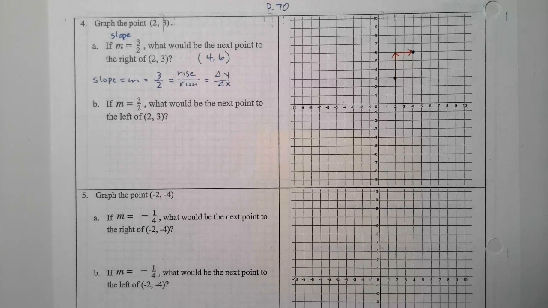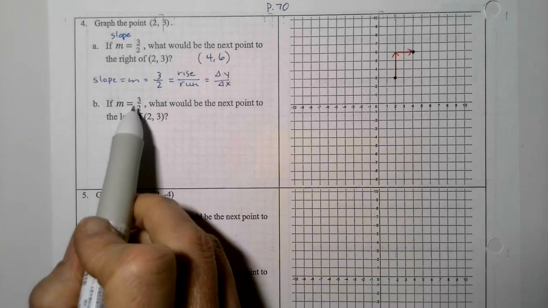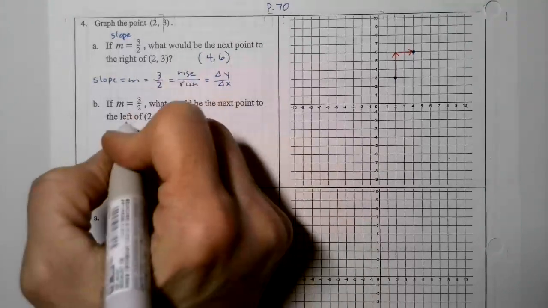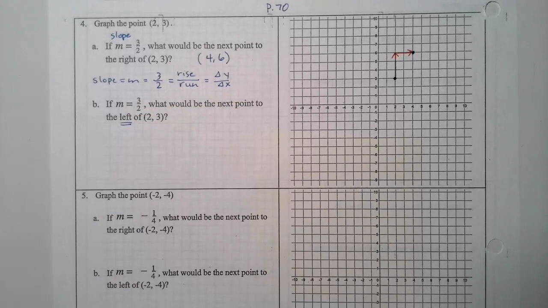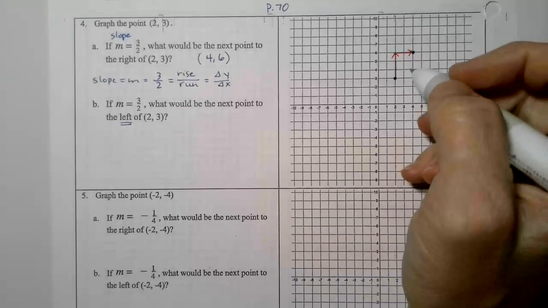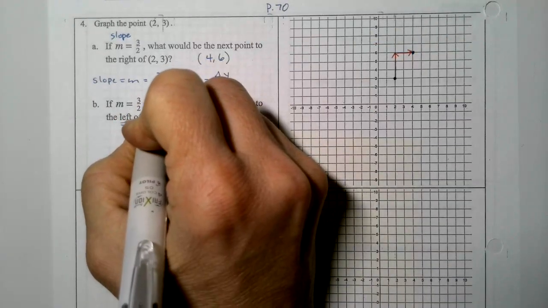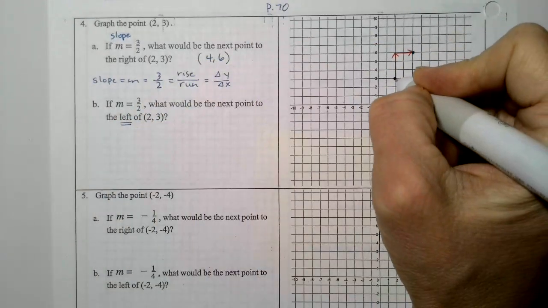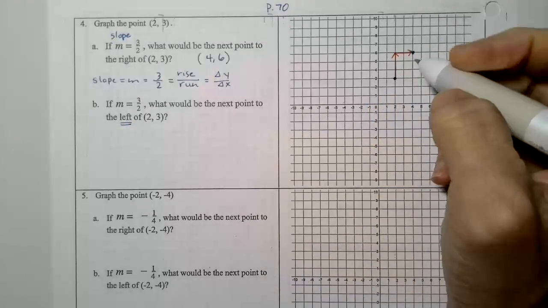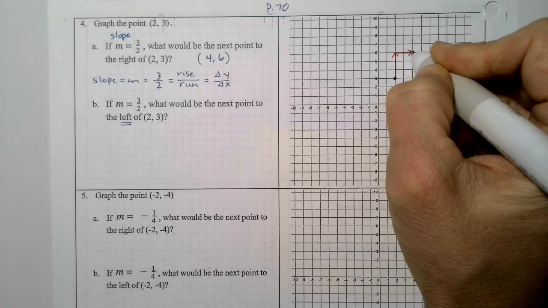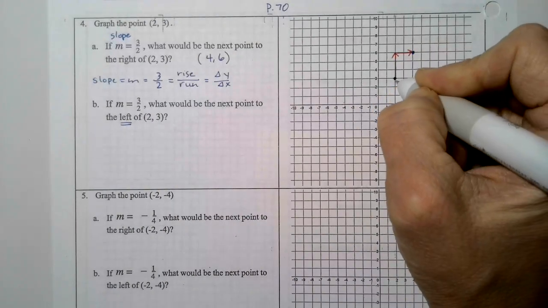The next part says if m is 3 over 2, or 3 halves, what would be the next point to the left of this? So if I want to go to the left, let's take a look at this. We'll go in the other direction. So the slope is, the rise is still 3 and the run is still 2. In order to make this work, if we go up and to the right, we're going to end up over here again. So that's not going to be to the left.